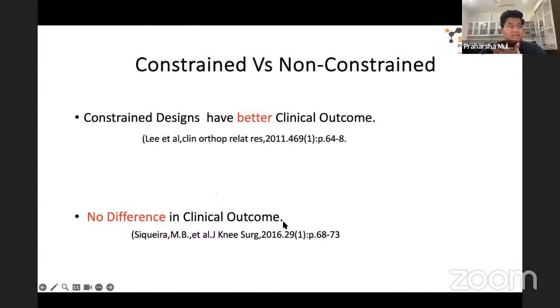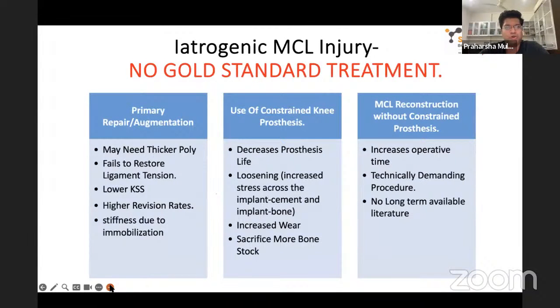Constraint versus non-constraint. Constraint designs obviously have a better clinical outcome because the knee is much better and functionally it will be supporting them through the range of movement. And there is no particular clinical difference in clinical outcome when you compare a hinge versus a CCK sort of a knee. So finally, there is no gold standard treatment. It depends a lot on the surgeon expertise, on what expertise you have in your center as far as arthroscopic techniques are concerned, and availability of implants like the hinge and CCK to deal with these problems.